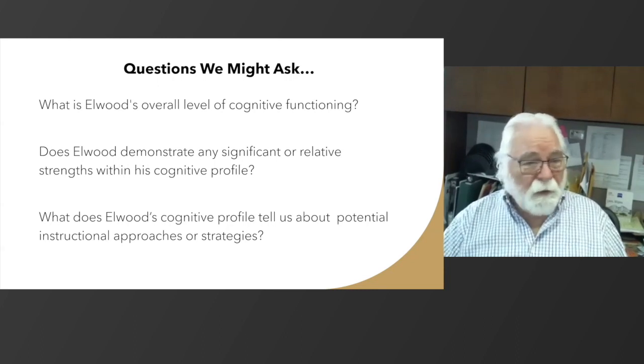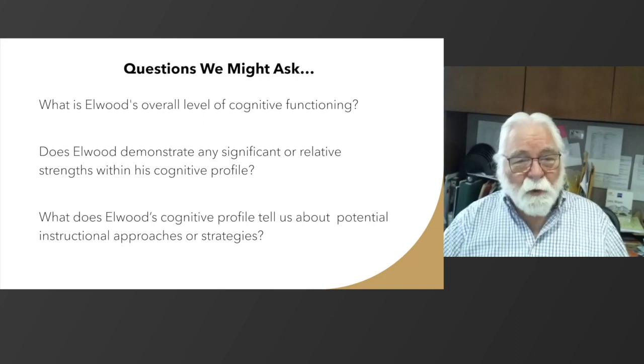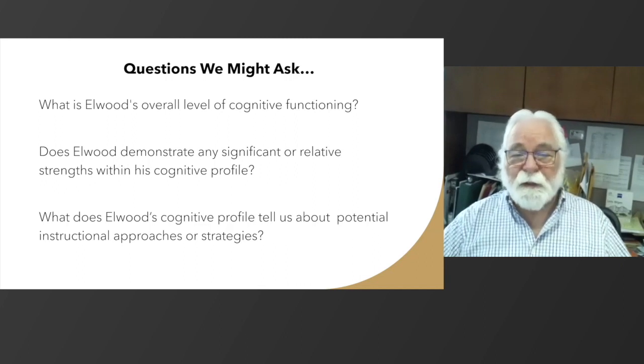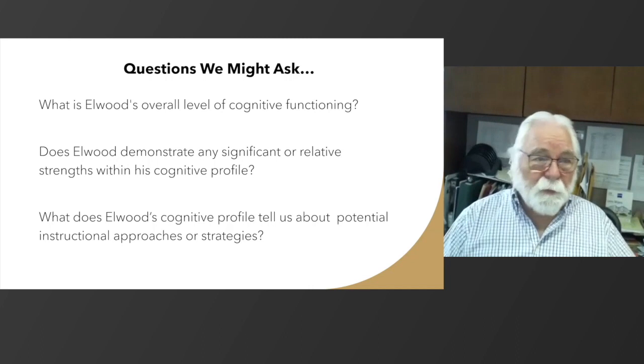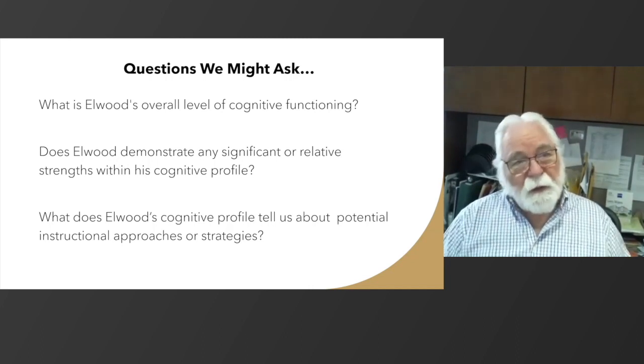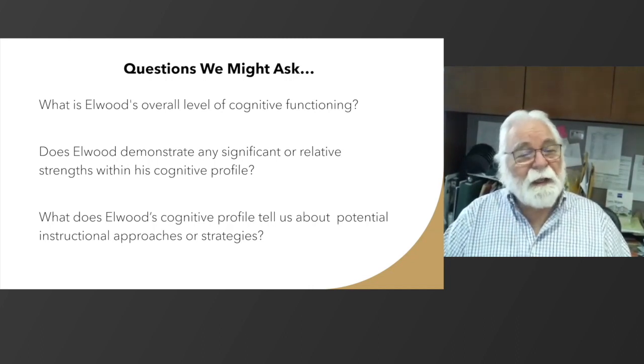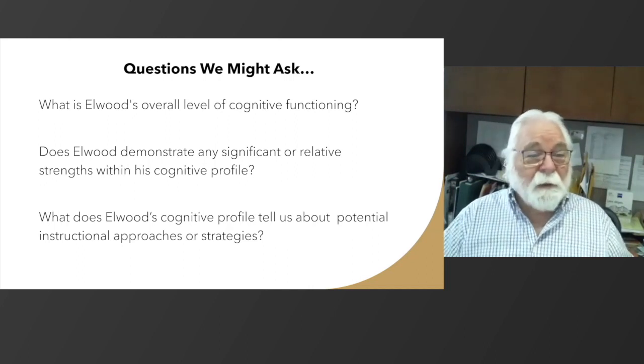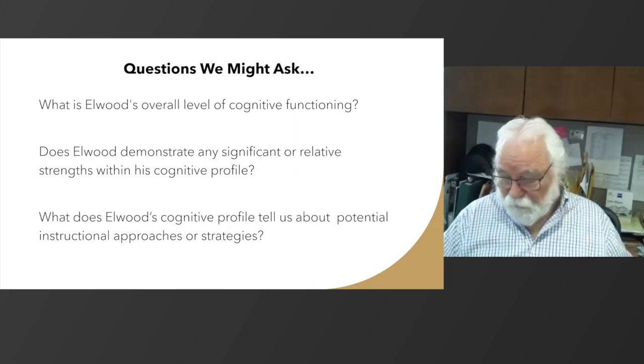This is a biggie. We don't want to let our evaluators off the hook. We just don't want numbers from these folks. We want information. What does Elwood's cognitive profile tell us about potential instructional approaches or strategies? We want recommendations from the persons who are working with us during these comprehensive evaluations to tell us, where do we go from here? What's next after your examination of the data? Okay.